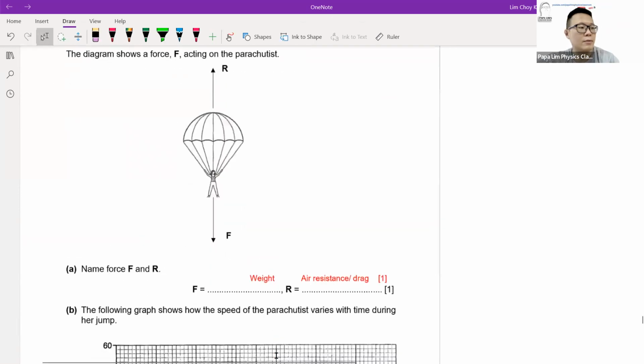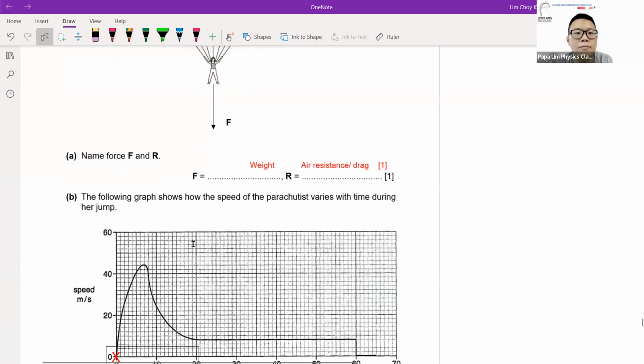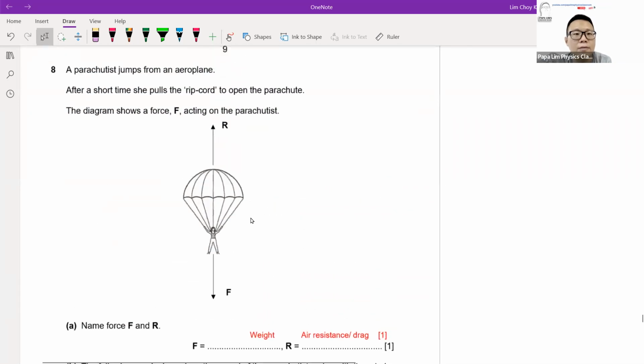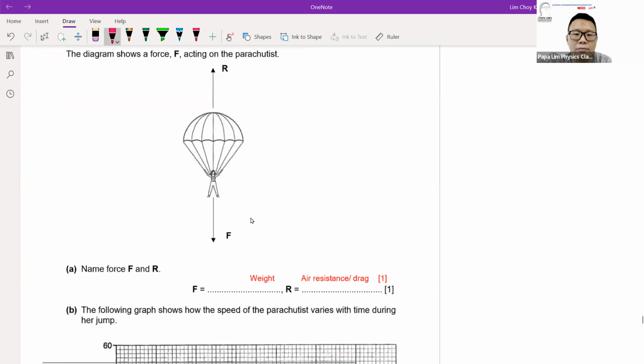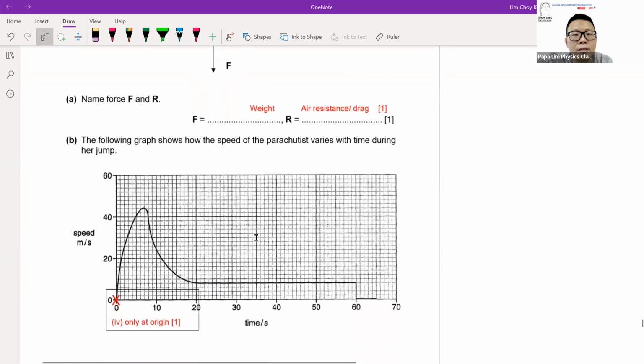Number 8 here, okay. Number 8, if I know, is the last question already. Number 8 is the last question. Now, number 8 is a force question. Is it the last question? Yeah, it's the last question, okay. Now, number 8 is a force question here. We are looking at, okay, down F and R, I would say it's straightforward, it's a force and air resistance. Now, here, you have to be careful is how to read the question.